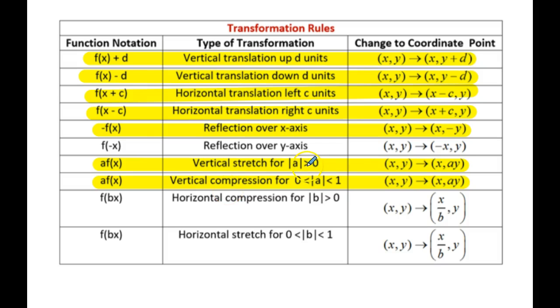A stretch if the absolute value of a is greater than, and a correction we need to make here is that this should be a 1. It's absolute value of a greater than 1, that's a vertical stretch. If that absolute value of a is between 0 and 1, then it's a vertical compression. So make sure you make that change in your notes.